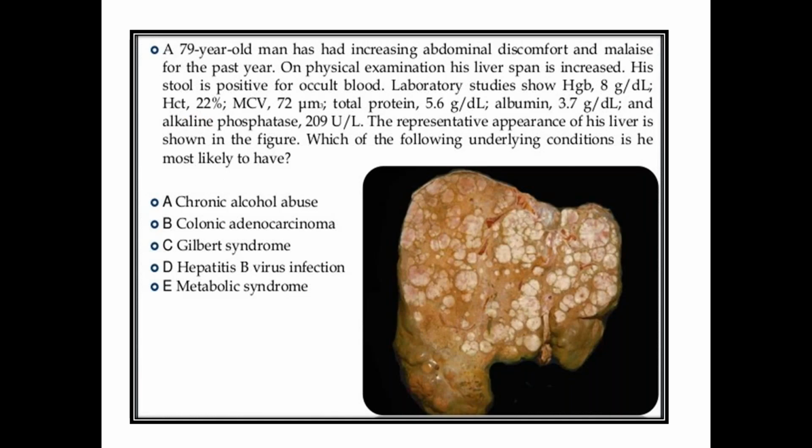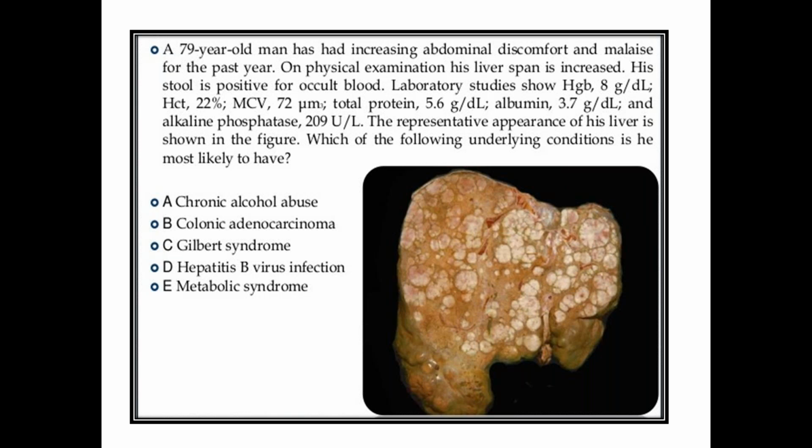This is my second last. A 79-year-old man has had increasing abdominal discomfort and malaise for the past year. On physical examination, his liver size is increased. His stool is positive for occult blood. Laboratory studies show hemoglobin 8 grams per dL, hematocrit 22%.